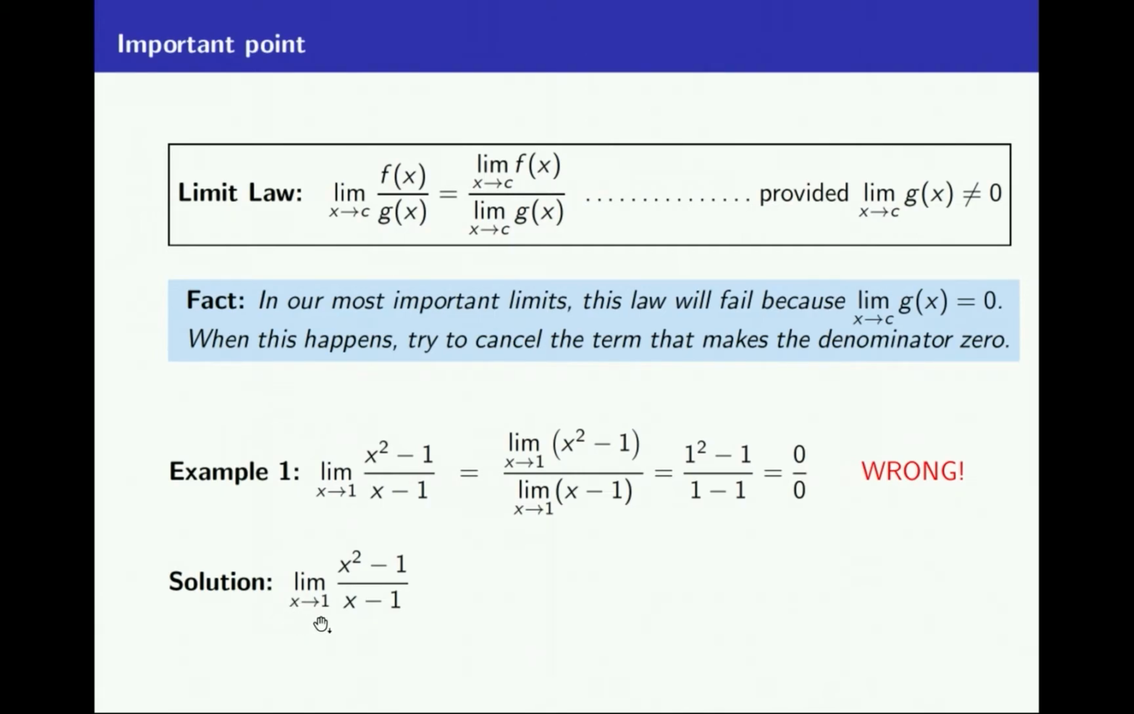We have the limit as x approaches 1 of x squared minus 1 over x minus 1. And the idea here is to try to factor before we work out the limit. The numerator factors as a difference of 2 squares, x plus 1 times x minus 1. And then the x minus 1's cancel. This cancellation happens provided that x is not equal to 1, as we discussed earlier. But x is approaching 1. It's not equal to 1. It's just getting closer and closer to 1.